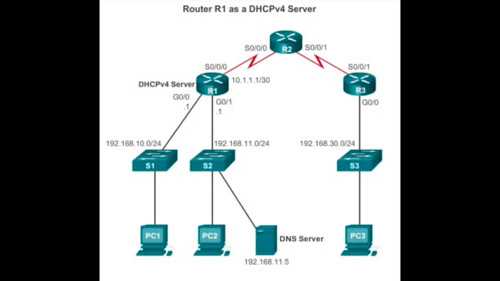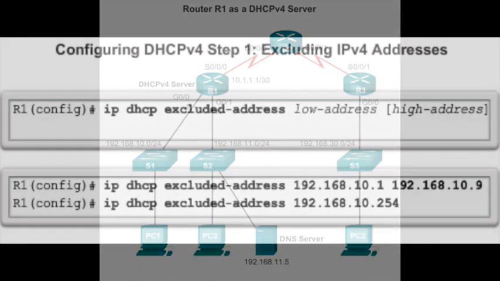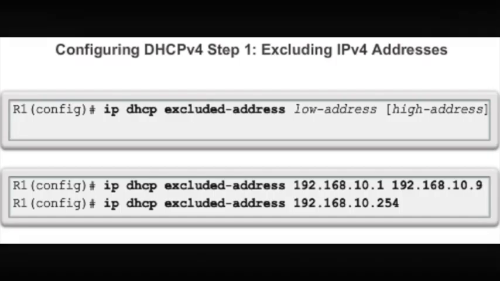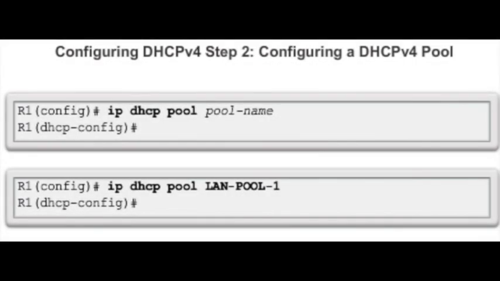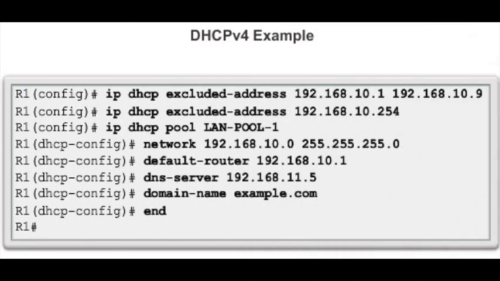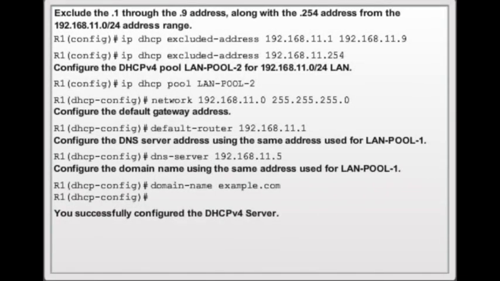A router can be configured to act as a DHCP server, as shown in the image. First, we will exclude IPv4 addresses using the command exclude address from the address pool. Addresses can be excluded in a range from low to high. Then we configure the address pool using the ip dhcp pool command followed by the pool name. And last, we configure the specific tasks. The network statement is used to define the range of available addresses. The command default-router sets the default gateway router.